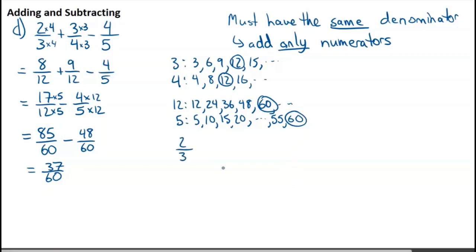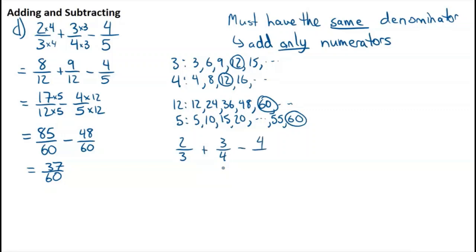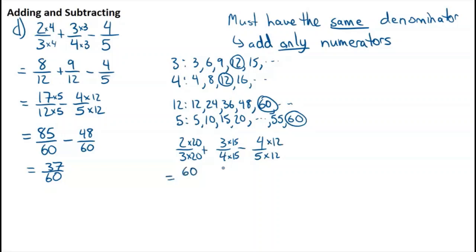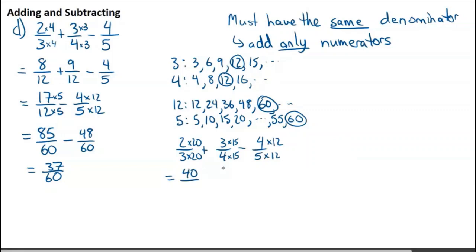If we found the lowest common denominator of 3, 4, and 5, we would have found it to be 60. And so you could have gone ahead and multiplied all of these values by whatever it takes to get the denominator to be 60. And so this would be 20 for the 3. For the 4 would be 15. And for the 5 would be 12. And so that would have given us 40 over 60 plus 45 over 60 minus 48 over 60.